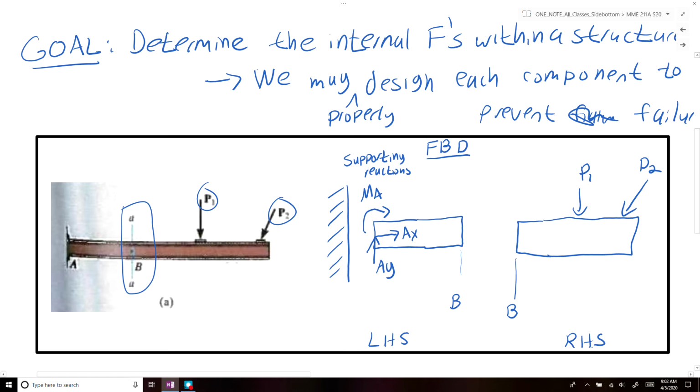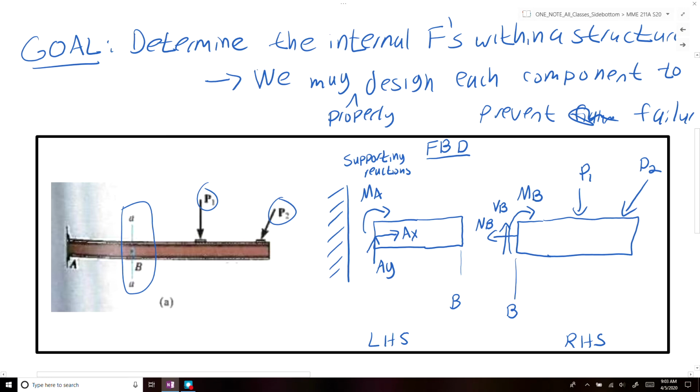Right? So on the right, there's going to be three internal forces that are caused by the two applied loads. We're going to have our normal force, NB. We're going to have our shear force, which is going to be VB. And we're going to have a couple moment, MB.